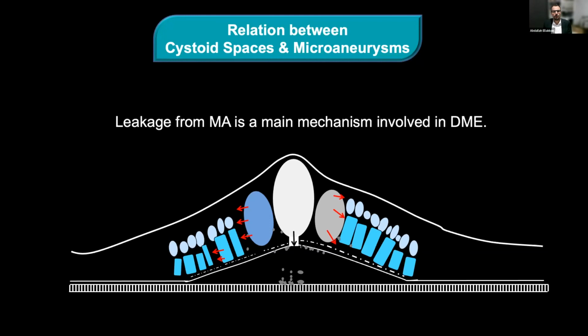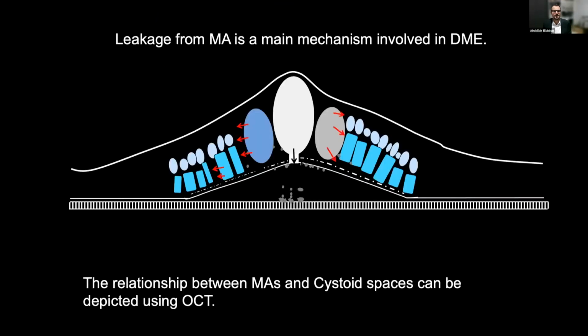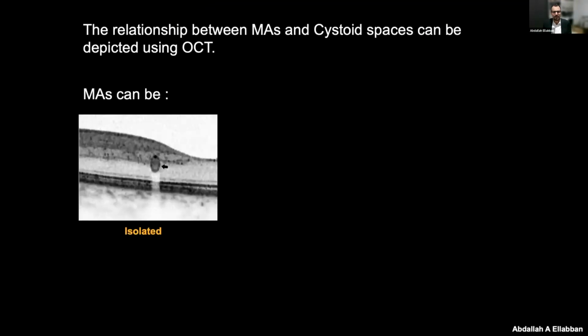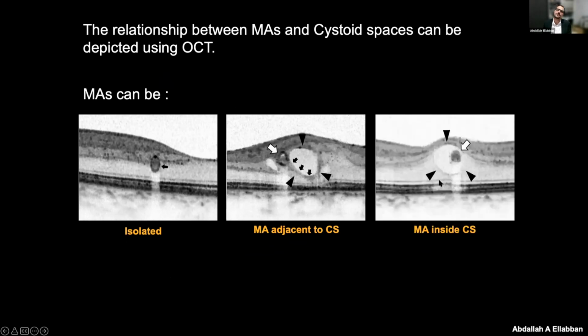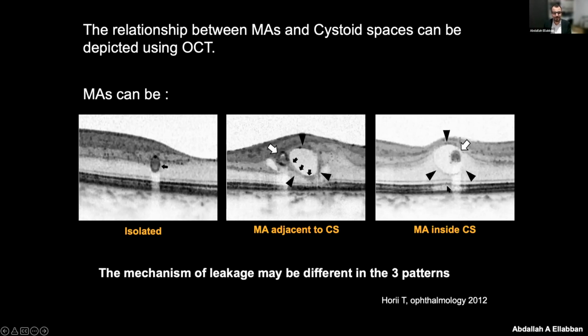Cystoid spaces are often related to microaneurysms. I mean, active leak is usually located adjacent to microaneurysms. And we can see the microaneurysms may be isolated or may be seen adjacent to the cystoid space, with leaking around them. Sometimes, in some cases, you may see the microaneurysms as if they are within the cystoid space, and these ones are usually resistant to treatment.